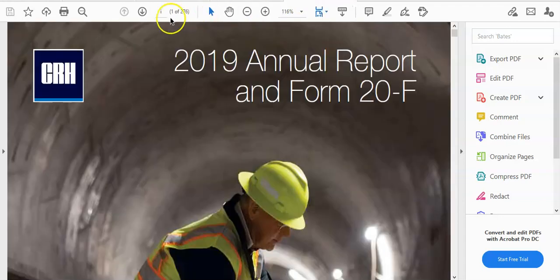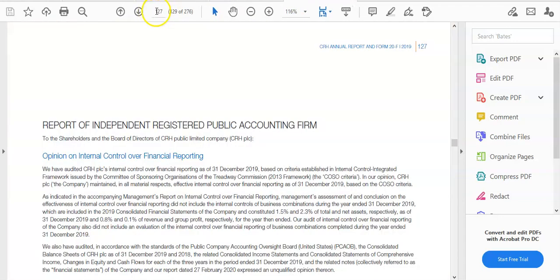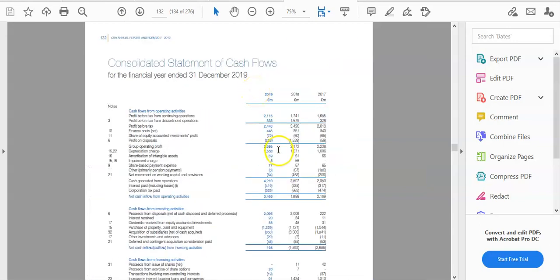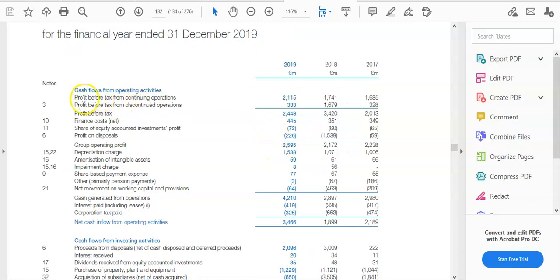Similarly for CRH, if we find their statement of cash flows, these are all the accounts that are available on Loop. Consolidated statement of cash flows, again, they start with profit, they adjust for particular items, they add back depreciation, make non-cash adjustments, and then they adjust for working capital as well, which gets your cash generated from operating activities, take off interest paid, take off tax paid. So it's quite a popular approach to use that indirect method.